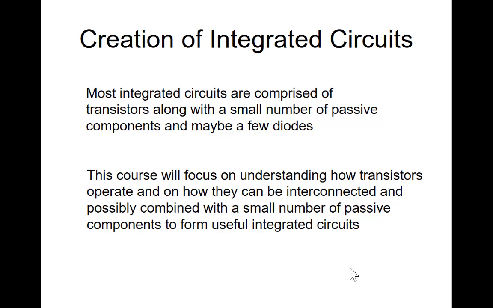Most integrated circuits, as I stated last time, are comprised of transistors along with a small number of passive components and maybe a few diodes. Does anybody know why we have a small number of passive components, very few resistors, very few capacitors, lots of transistors? Yes? Because they're way larger than the transistors. They're way larger than a transistor.